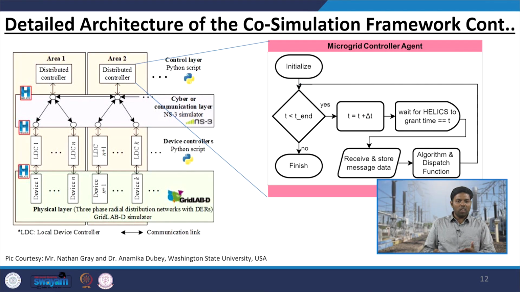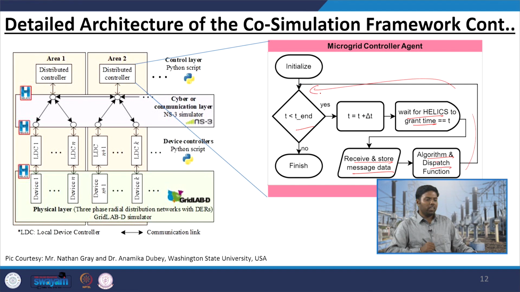Then there is a controller, where your algorithm is running. It will take the data for all the time steps you are trying to run your OPF for, and it will get the data from the Helix. The algorithm will be run, dispatch functions will be sent, and message data will be received and stored. That means it will store the data and run the algorithm, and when done, check whether it is the end time. If it is not, it will repeat the process. If it is, it will terminate and finish the process.